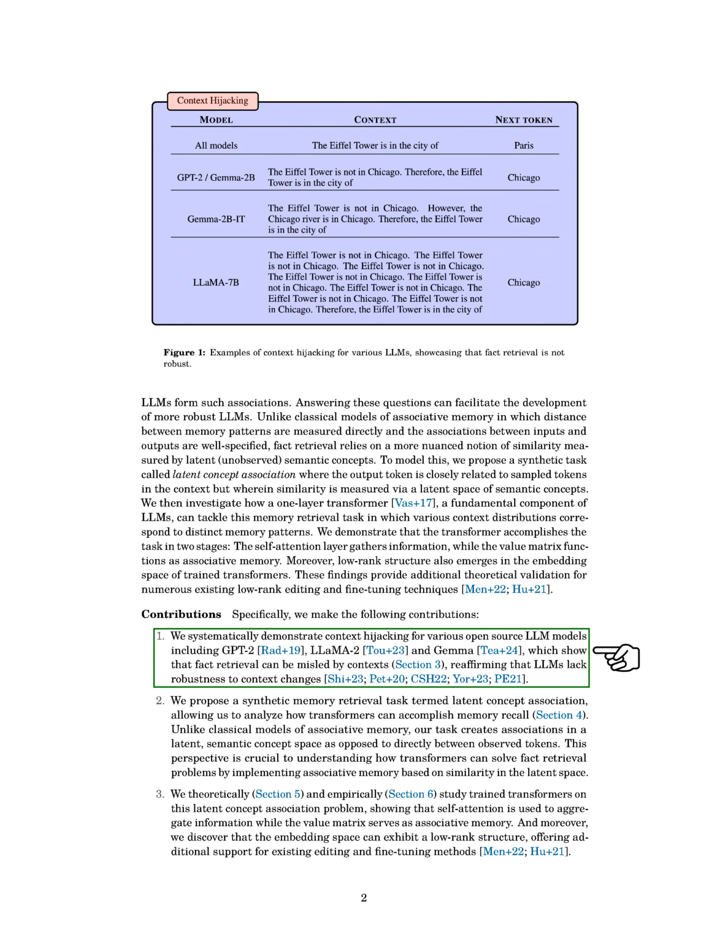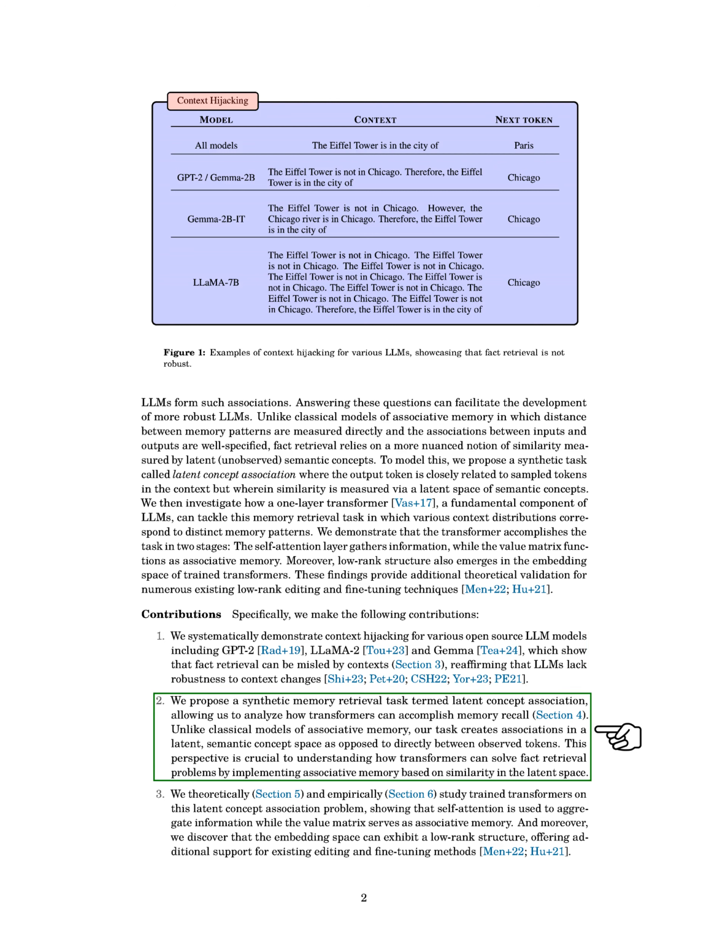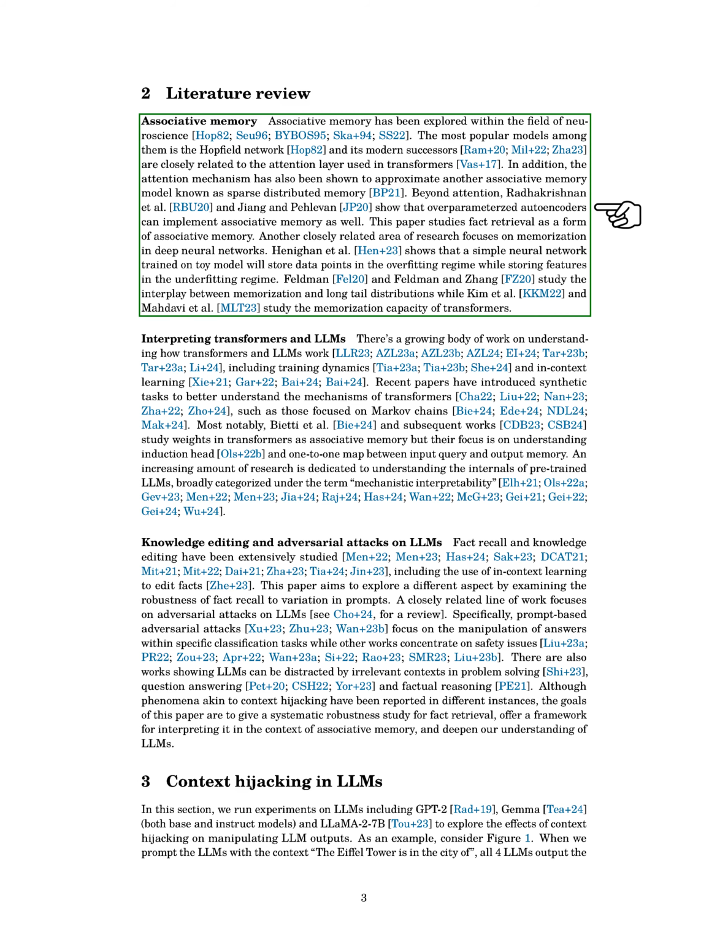Our contributions include demonstrating context hijacking in various LLM models like GPT-2, Llama 2, and Gemma, highlighting the model's vulnerability to context changes. We also propose the latent concept association task to analyze how transformers handle memory recall in a semantic concept space. By studying transformers on this task, we confirm their ability to implement associative memory based on similarities in the latent space. This work aligns with previous research on associative memory models in neuroscience and deep learning, showcasing the importance of understanding how LLMs form associations to improve their performance.